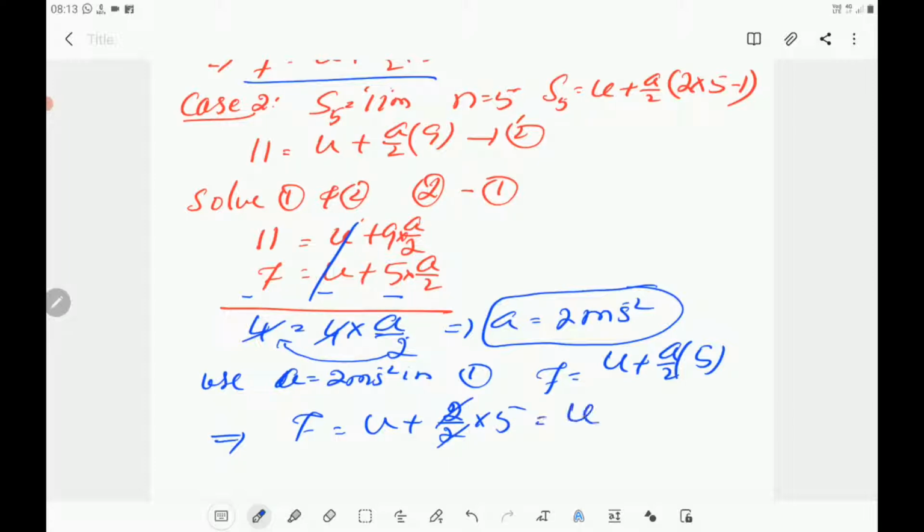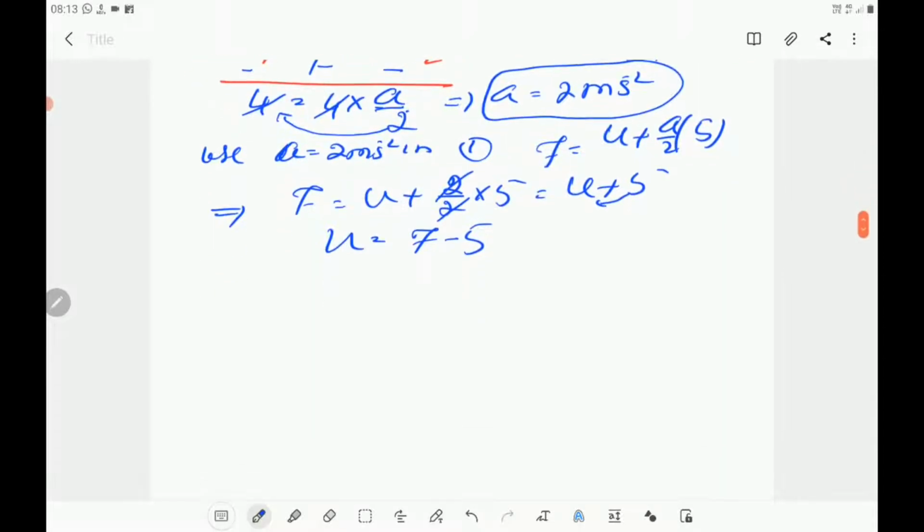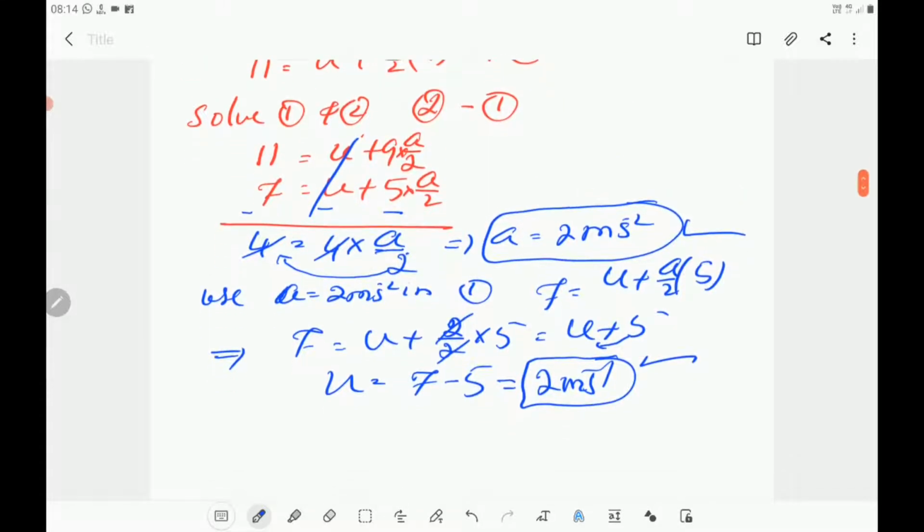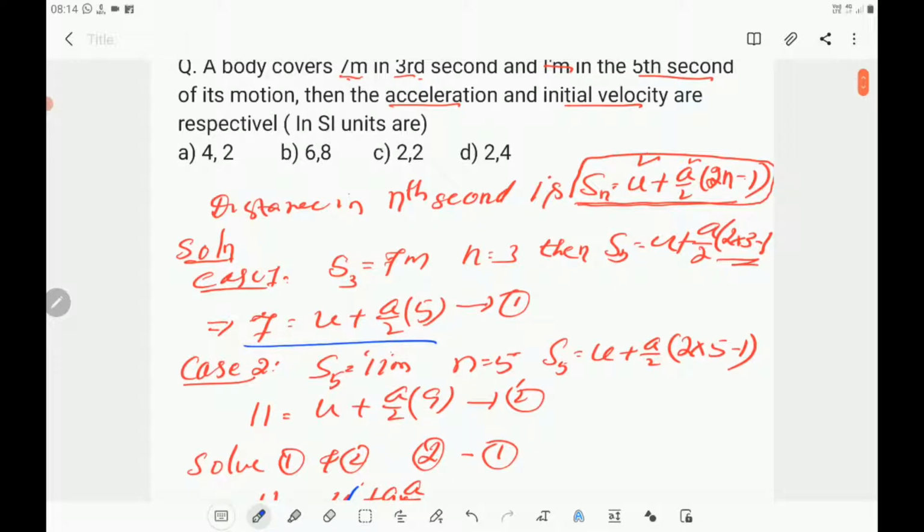Cancel. So right side u plus 5. I solve for u, bring this 5 to the left side. So it's 7 minus 5. What is 7 minus 5? 2. What is the SI unit? Meter per second, right? Velocity 2 meter per second. Acceleration 2 meter per second square. So your options: A 2 SI unit, u 2 SI unit, meter per second square. So your option is C.